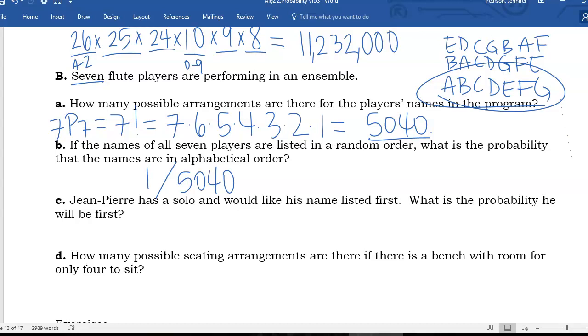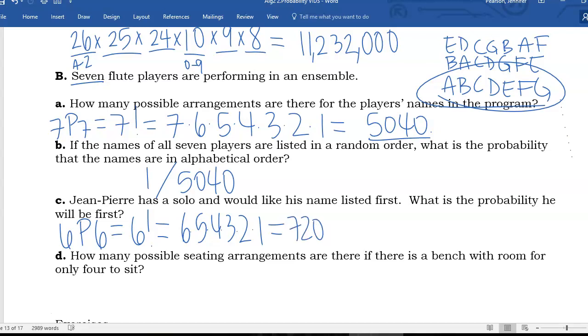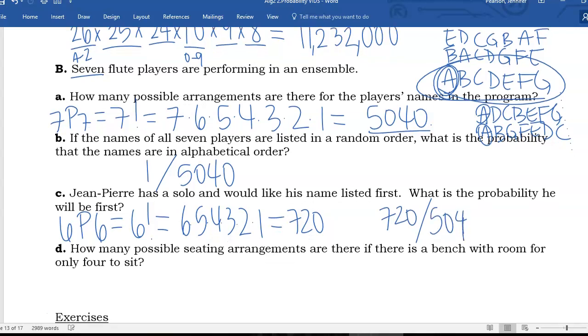So if we have 7 spaces to list, but space 1 has already been taken by Jean-Pierre, that gives us 6 people to put in the remaining 6 places, also known as 6 factorial. So that will be 6, 5, 4, 3, 2, 1. 720. So using these letters that I wrote out again, let's pretend that Jean-Pierre was A, right? So there's going to be 720 permutations, A, D, C, B, E, F, G. A, B, G, F, E, D, C. If I kept going, right? There's exactly 720 of them that are going to start with A, and all the rest of them start with anything else. So the probability he's first is 720 out of 5,040.